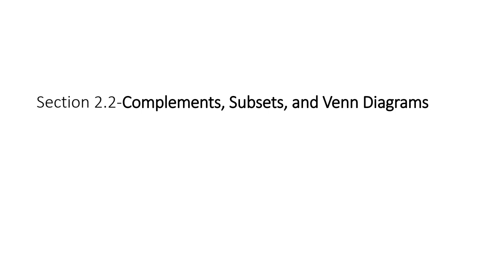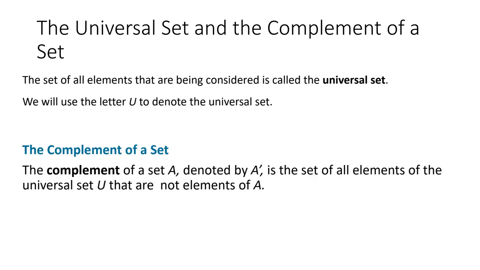So let me go through. It says the universal set and the complement of a set. We call the universal set the set that has all of the elements that are being considered in a problem. So if it's not in the universal set, it's not part of the problem. It's an object that you can just disregard. So everything that we're going to consider has to be inside of that universal set. It's going to be denoted with the letter U for universal.